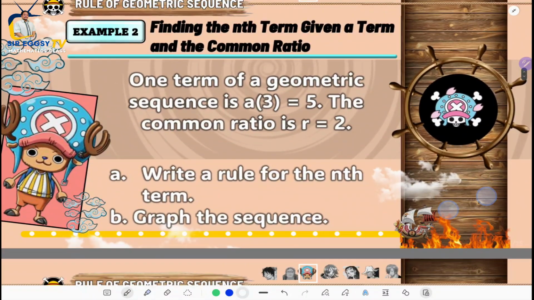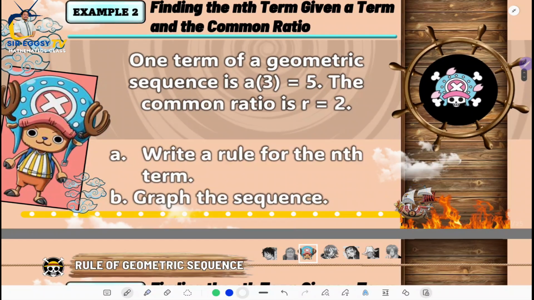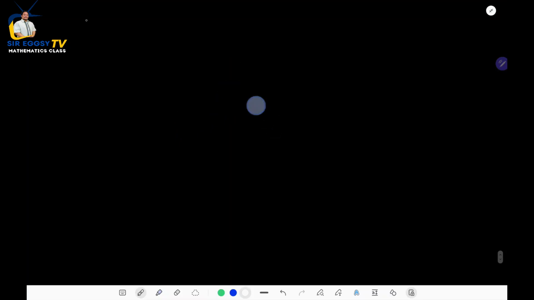Now let's have the next problem. In the next problem, as we can see, in example number 2, we have to find the nth term given a term and the common ratio. So one term of a geometric sequence is a sub 3, which is equal to 5, and the common ratio is r is equal to 2. So in this case, we're going to write a rule for the nth term, and of course, let us graph the sequence. Since we need a space for this, the given is r, which is equal to 2.